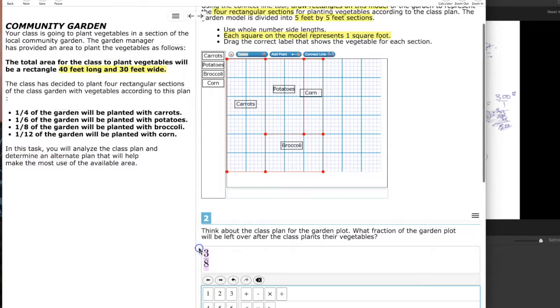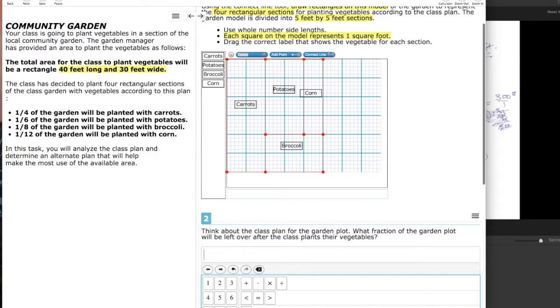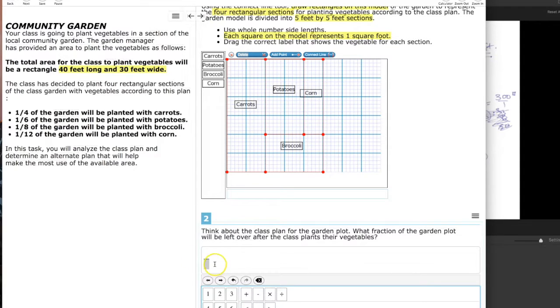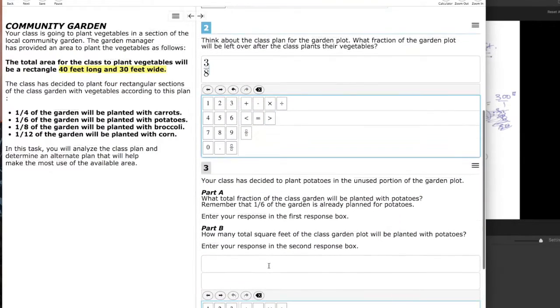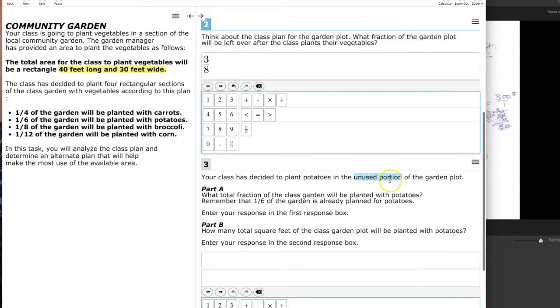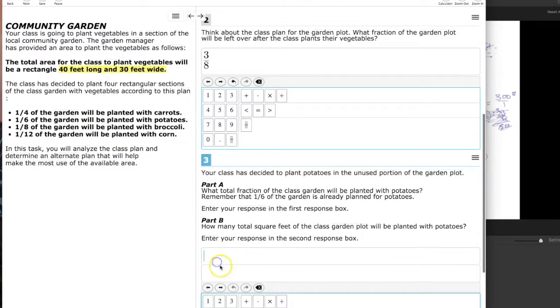And I could either type it by typing 3 and then the slash on the keyboard and then 8, or you could click the fraction tool here, put 3 on the top, 8 on the bottom. Either way. Now we go down. Your class has decided to plant potatoes in the unused portion of the garden plot. What total fraction of the garden will be planted with potatoes? Remember that 1/6 of the garden is already planted with potatoes. Enter your response in the first response box. So notice that there are 2 boxes here. Here's part A, here's part B.